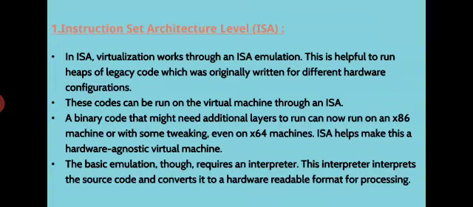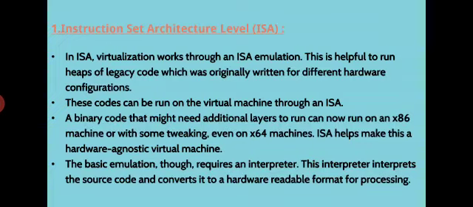So some basic emulation method is through code interpretation. Here we use an interpreter program that interprets the source instructions to target instructions one by one. One source instruction may require tens or hundreds of native target instructions to perform its function. Obviously, this process is relatively slow.